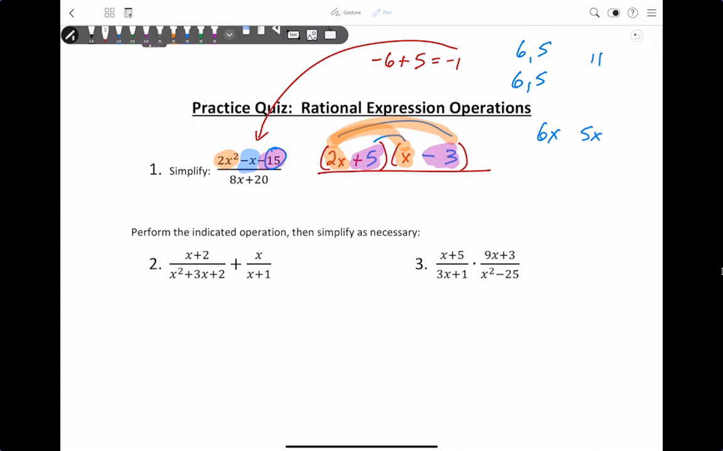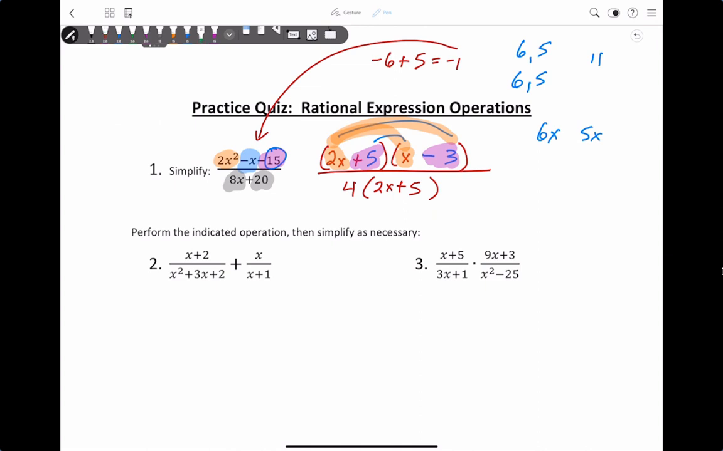Now the bottom is just going to be a straight up GCF. What's the biggest factor that I can factor out from both pieces? Because again, terms are separated with addition and subtraction signs, so I have a binomial on the bottom. The biggest piece that I can factor out from both of them is going to be a 4, and I'm left with 2x plus 5.